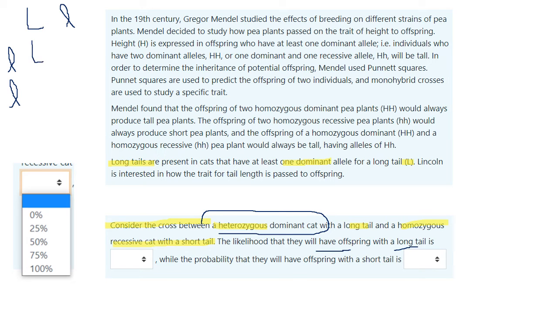Well, this one will be long. This one will be short. This one would be long. This one would be short. So the correct answer is 50-50. Half of the cats would likely have long tails, and half of the cats would likely have short tails.